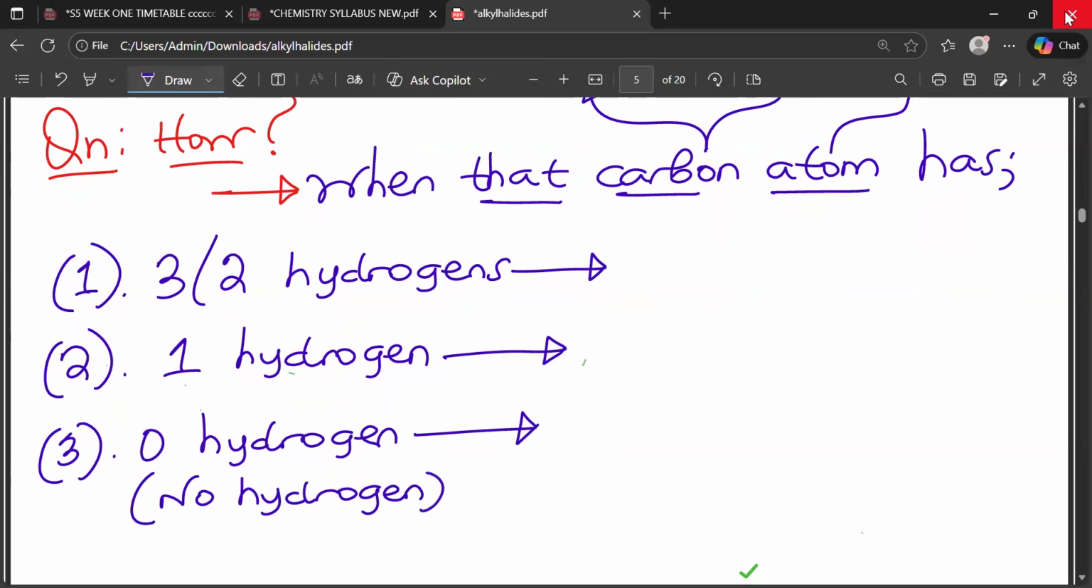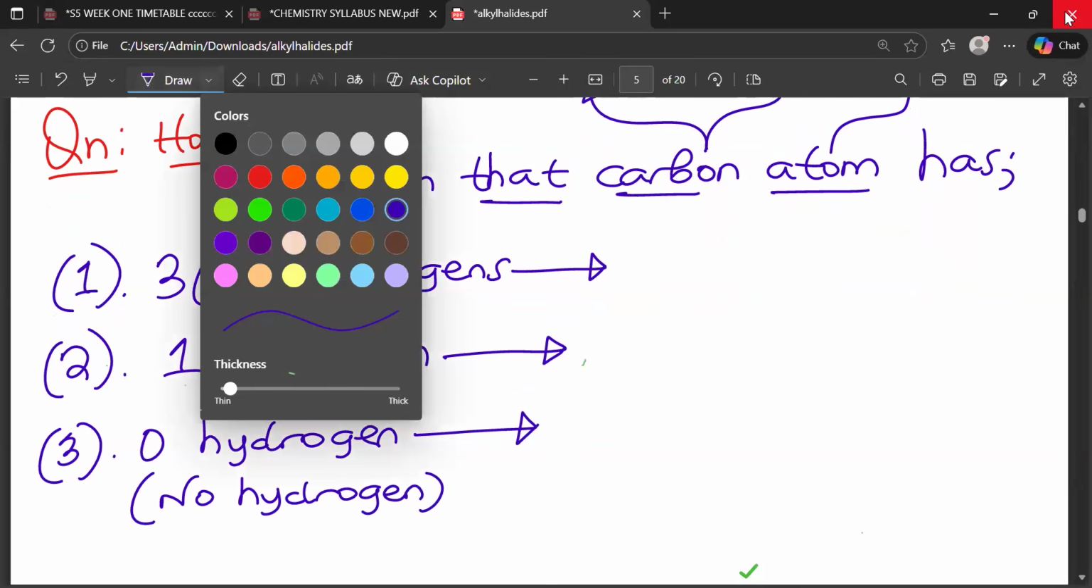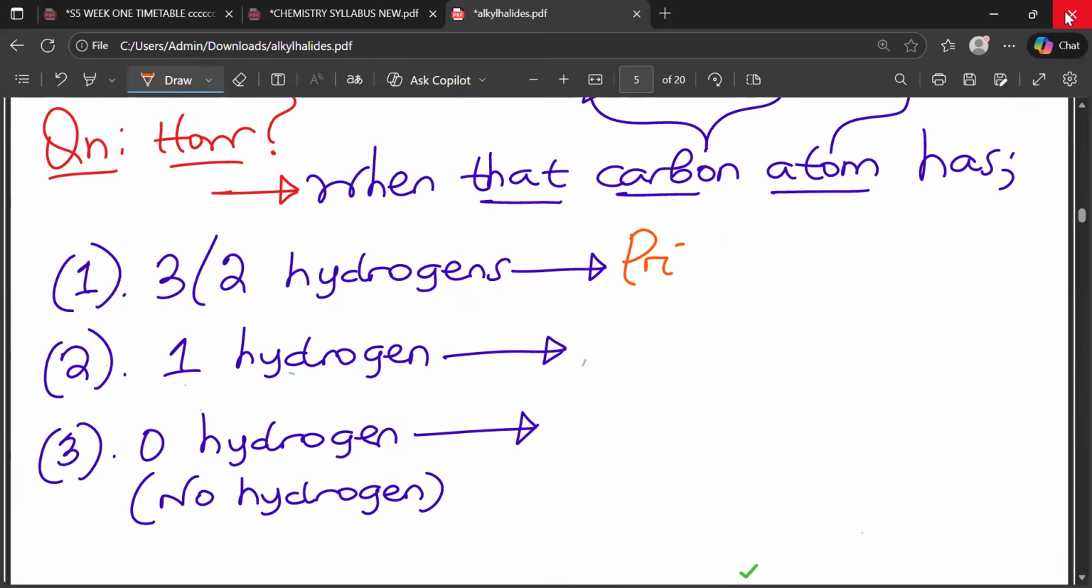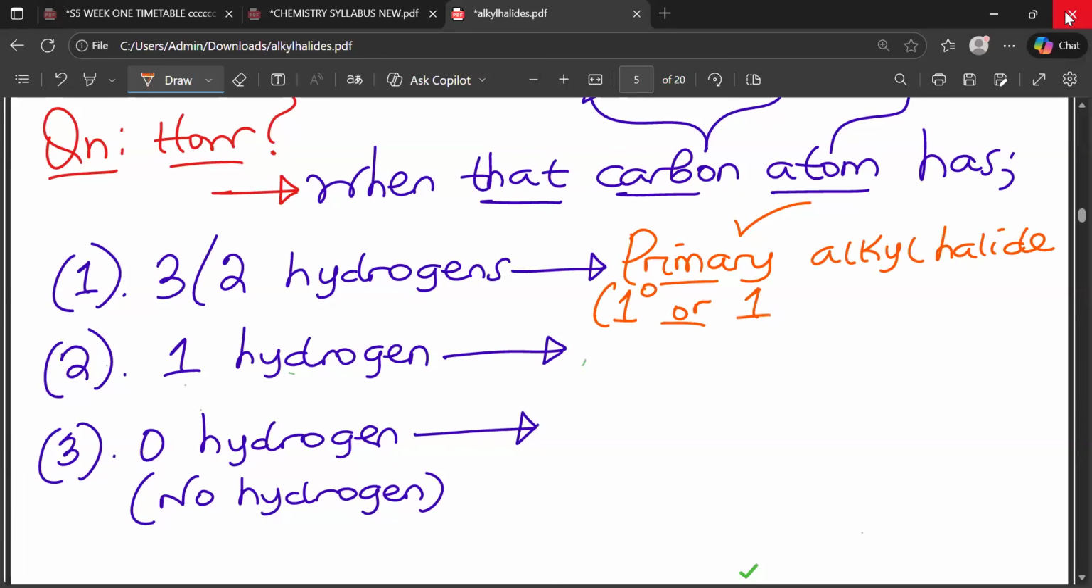So it is very simple. When it's having 3 or 2 hydrogen, that's what they call the primary alkyl halide. And you all know primary, they represent it with 1 knot. If not 1 knot, they write 1 superscript RY. That's how they write primary in science.